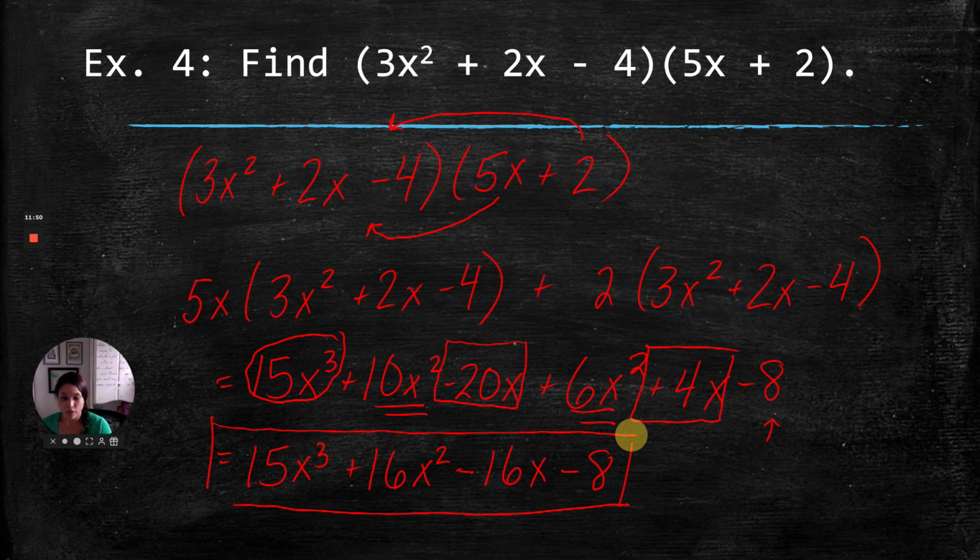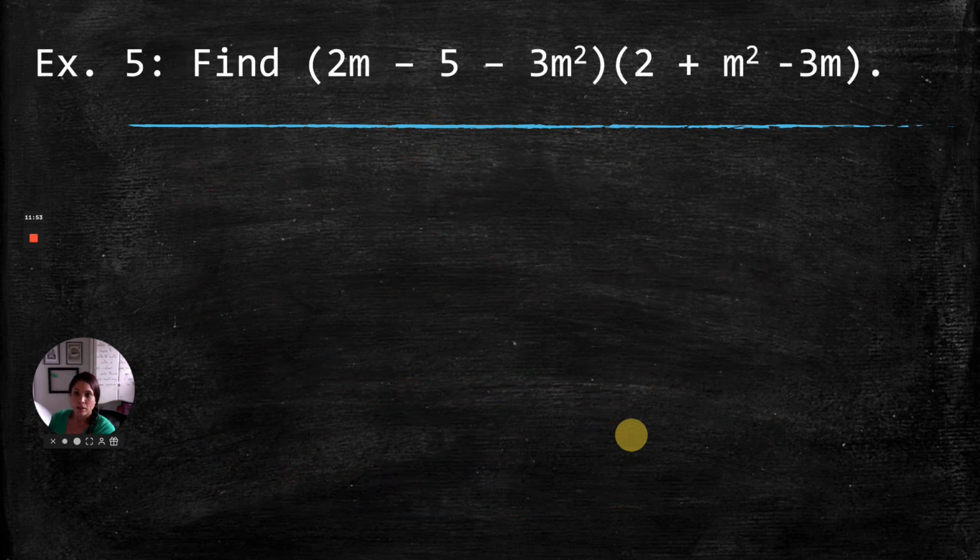Double check myself. Looks good. Find 2m minus 5 minus 3m squared times 2 plus m squared minus 3m. Now we have 3 terms per polynomial here. We're just going to apply the same method, just an extra step. So I'm going to rewrite this. 2m minus 5 minus 3m squared times 2 plus m squared minus 3m.